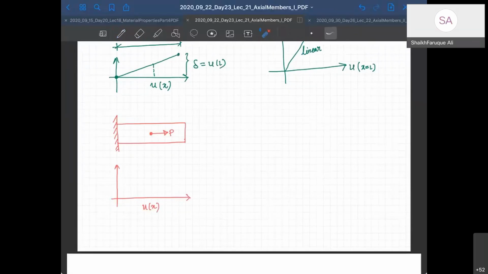Okay, what is the deformation here? Deformation there is 0, right? And then from here to here, the deformation is going to go linearly up, right? So it will go linearly up. What will be the value here? The value there is P L by 2 by AE, right? Isn't it? It will be P L by 2 AE, the deflection there at X equal to L by 2.